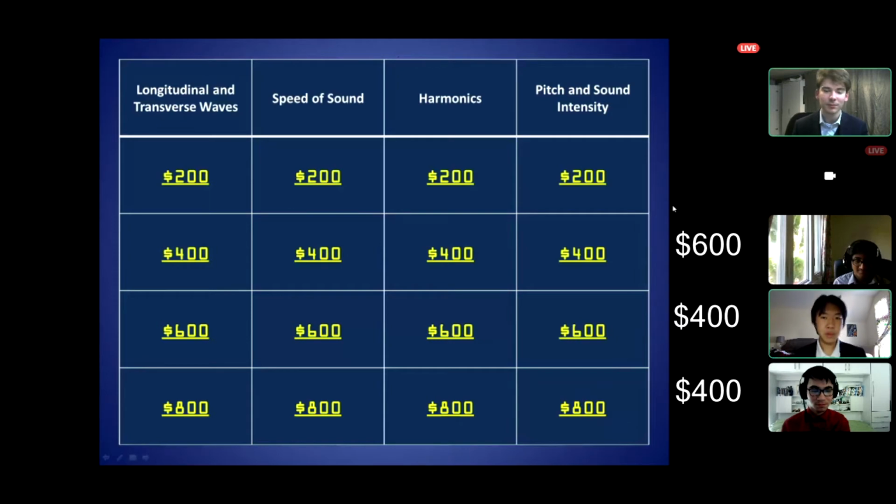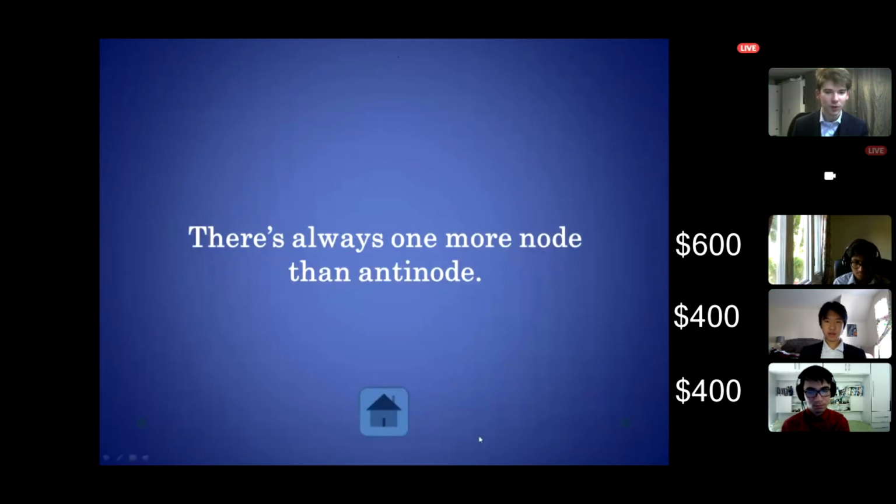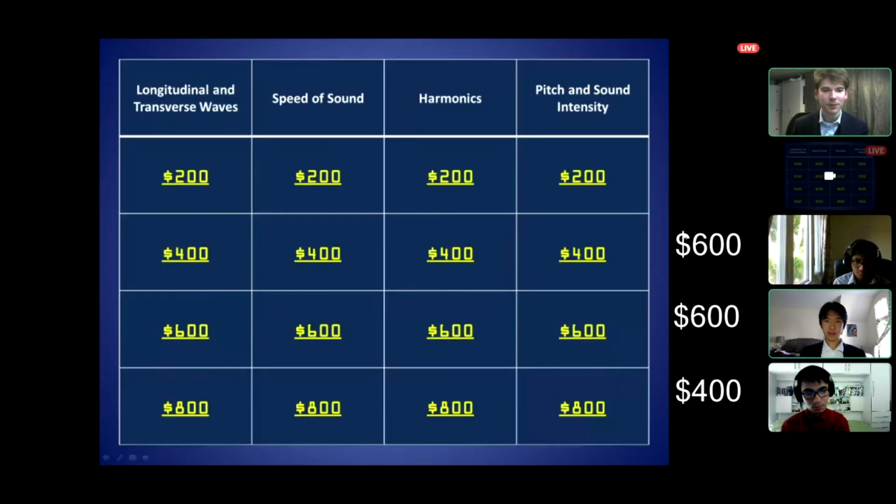I'll try my luck with $200 harmonics. Harmonics for $200. In a standing wave, what is the relationship between nodes and antinodes? Okay, I think final answer, antinodes plus 1 equals nodes. There's always one more node than antinode. You're right. Well, that counts.